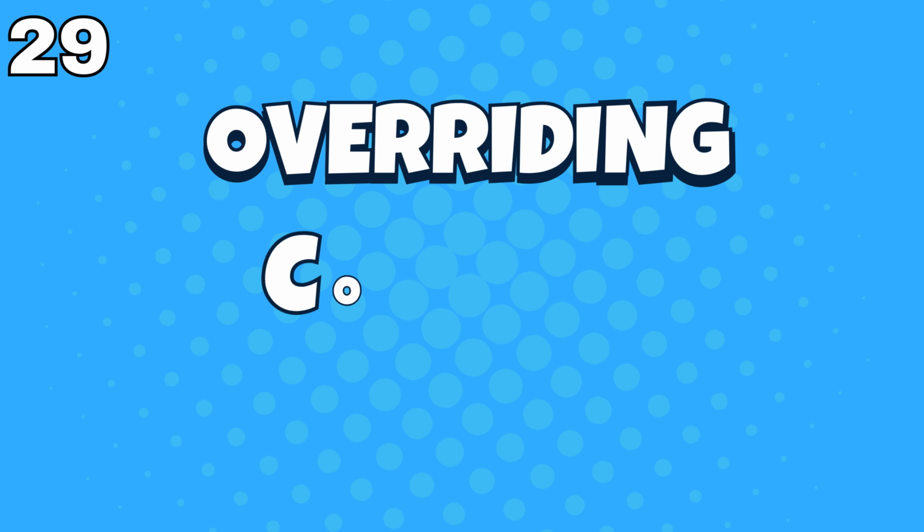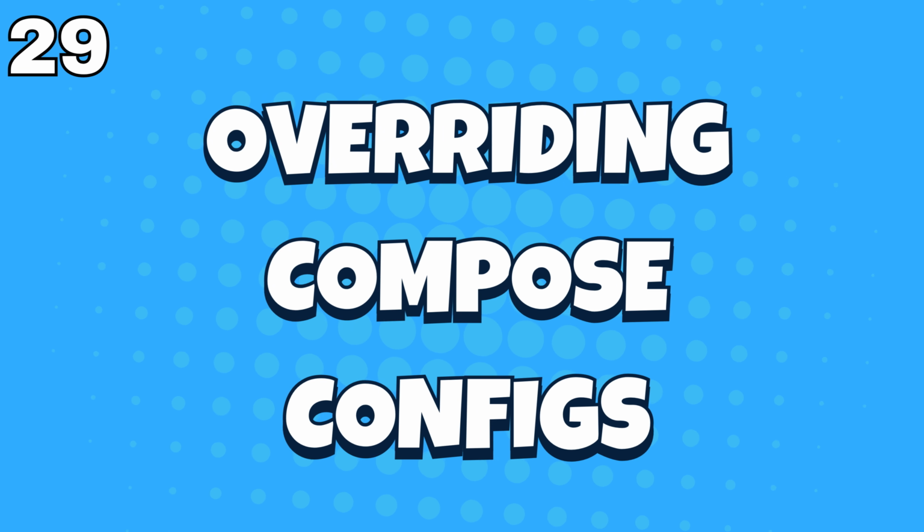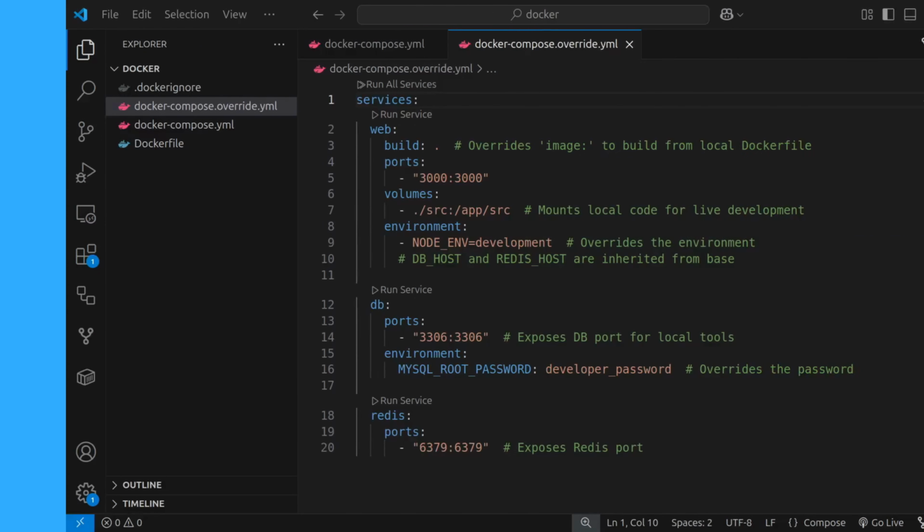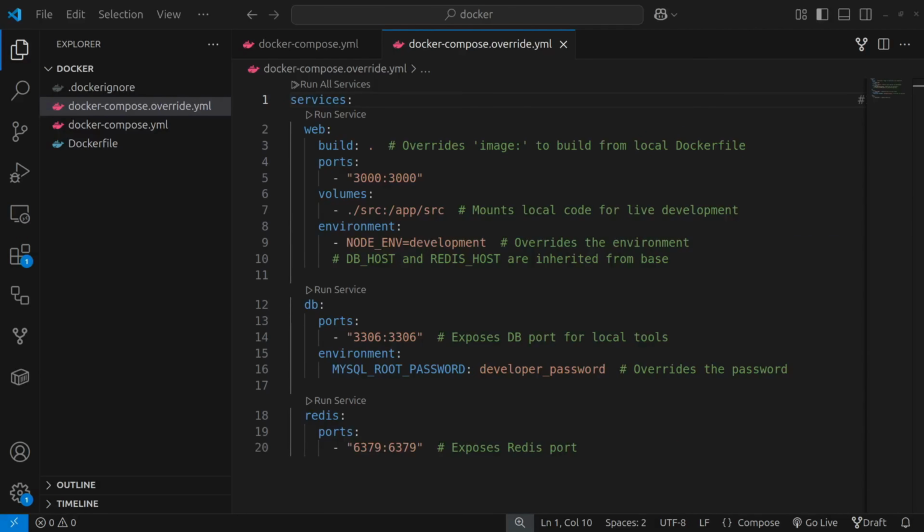What if you need different configurations for development and production? No problem. Docker Compose lets you override configs using multiple YAML files. For example, you might have a Docker Compose file for your base setup and a Docker Compose override file for your local development tweaks. When you run docker compose up, it automatically applies both files, with the override file taking priority. You can even specify custom override files using -f like this. This gives you flexibility without duplicating entire configs. Just override what's different, like environment variables, ports, or volume mappings. It's a clean and professional way to manage multiple environments with Compose.